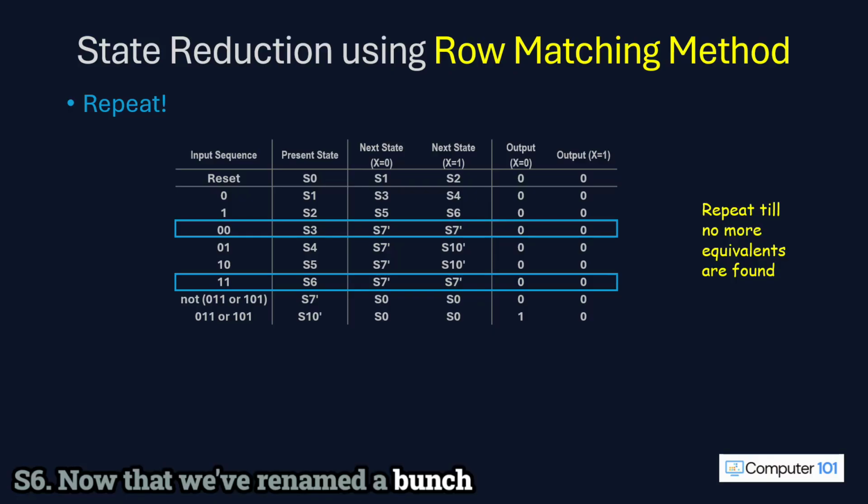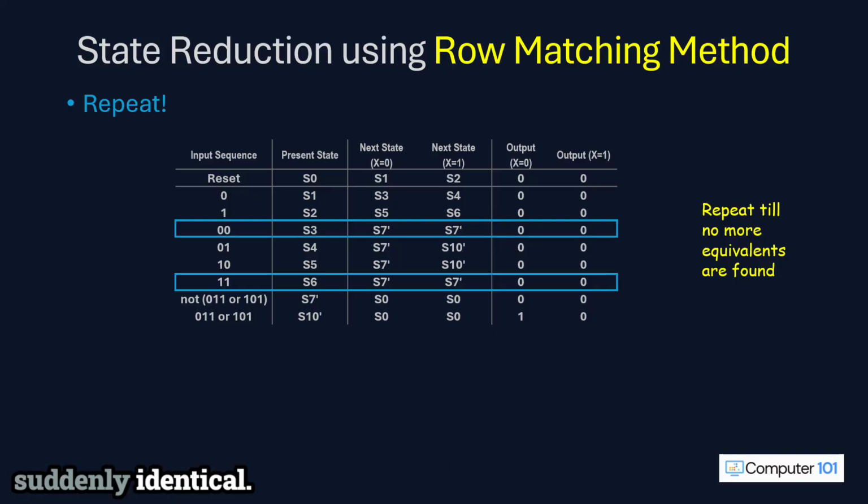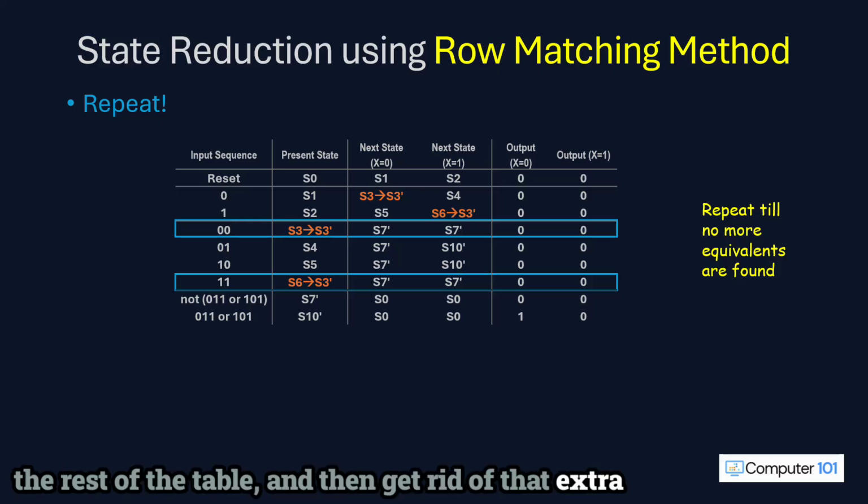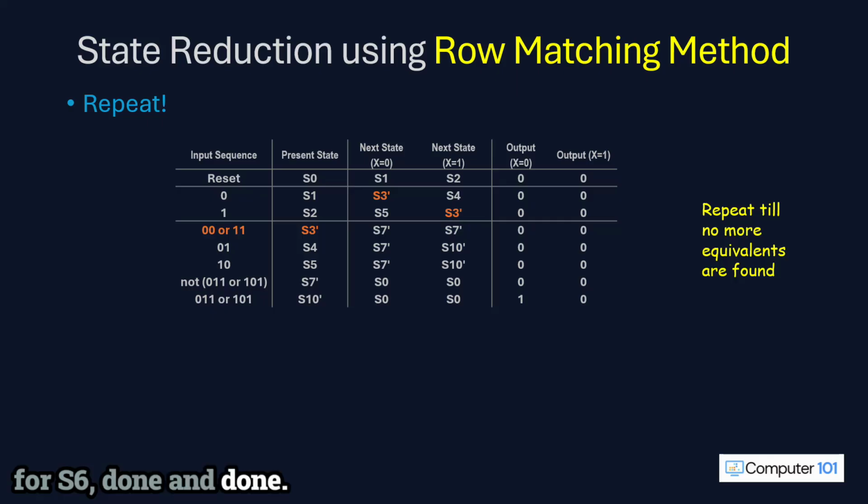Now that we've renamed a bunch of states to S7 prime, the next state columns for S3 and S6 are suddenly identical. Their outputs already matched, so bingo, we've got a new match. And at this point, you're a pro. We rename them both to S3 prime, update the rest of the table, and then get rid of that extra row for S6. Done and done.